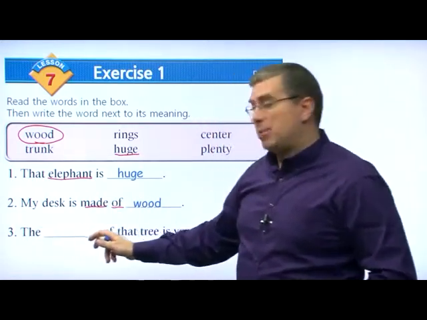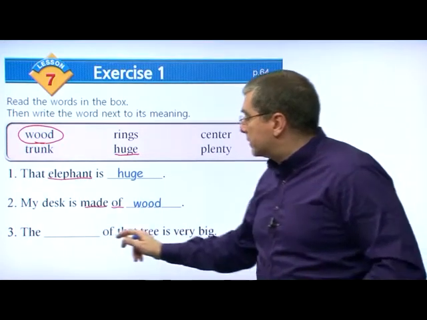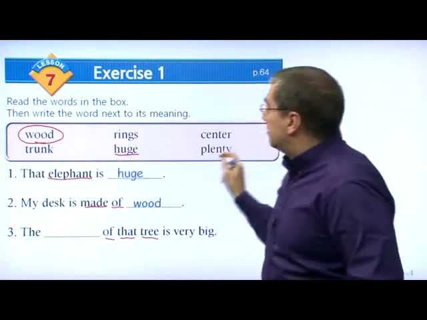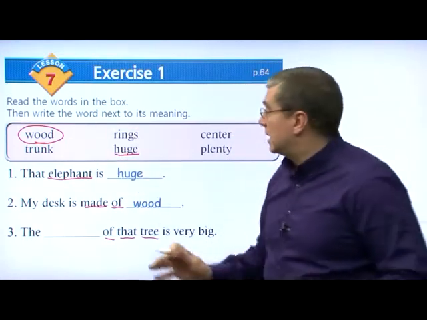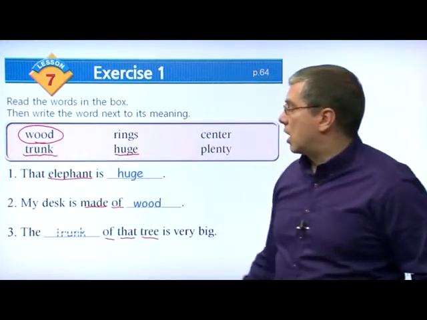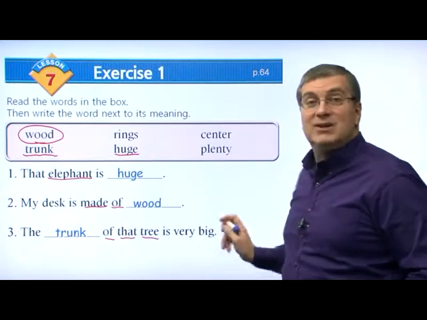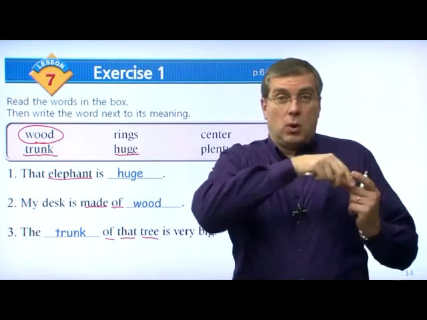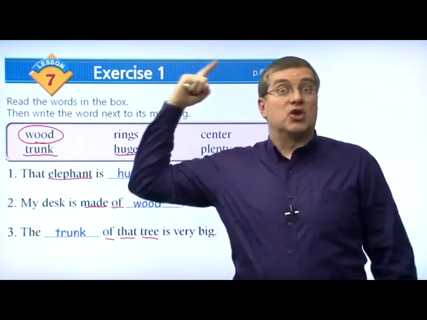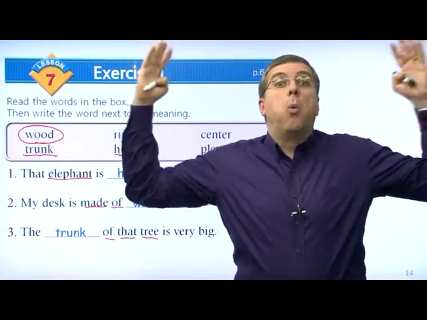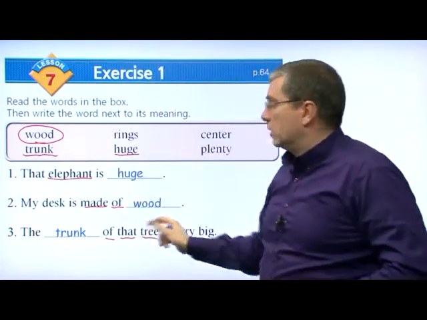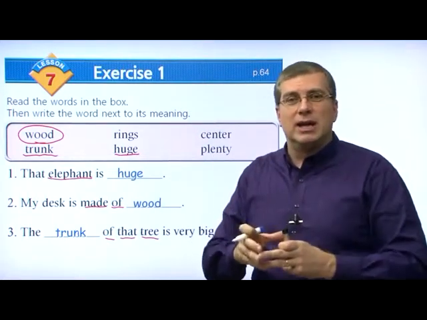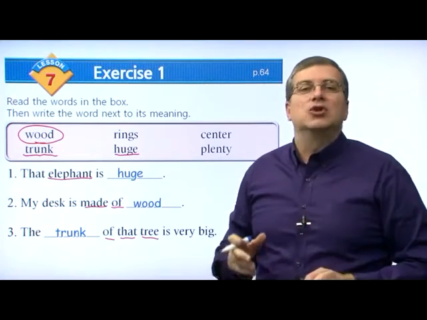Number 3, the blank of that tree is very big. So it's a part of a tree. Which word means a part of a tree? Of course, we're looking over here to trunk. The trunk of that tree is very big. We saw the pictures, right? The woman standing in front of 2 trees. One tree was cut down. It was pretty big. But the tree behind her that was still standing, wow, that trunk was really big. It's the main part of the tree. Now, we don't really say stem, we say trunk.